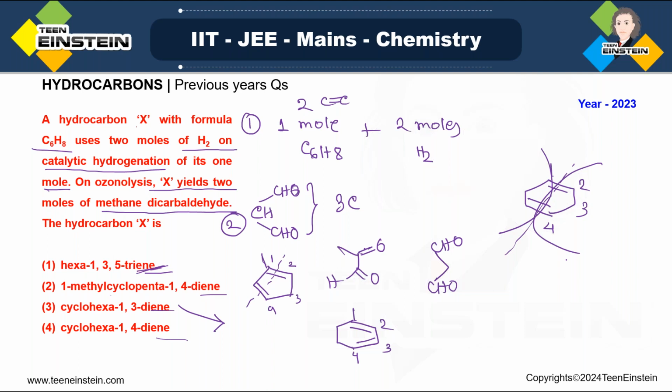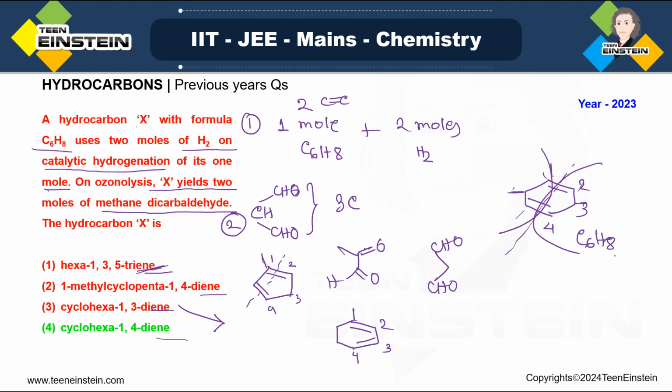Then the second structure, 2. When you get 2 moles of methane dicarbaldehyde, the structure must be symmetrical, but it is not symmetrical. Same problem with option 3 also. Only with 4 you are getting 2 similar types of molecules. So when you do ozonolysis, you get 2 moles of methane dicarbaldehyde from 1 mole of C6H8. And also you can check the structure. Here the total number of hydrogens: 2 hydrogens in this position, 2 and 4. So it is 8.